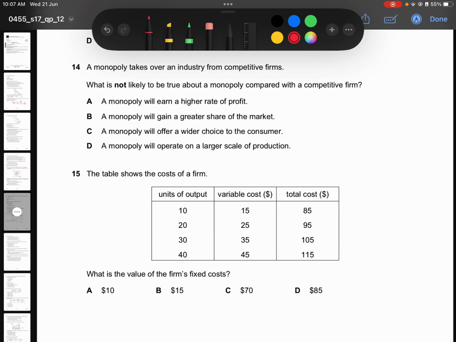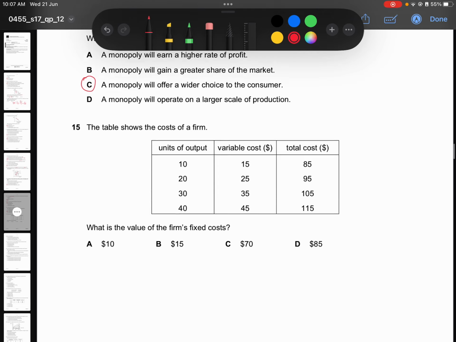A monopoly will offer a wider choice to the consumers. Now, monopolies often restrict the supply to the consumer, which is often a disadvantage. So this is not likely to be true. It will obviously operate on a larger scale of production.